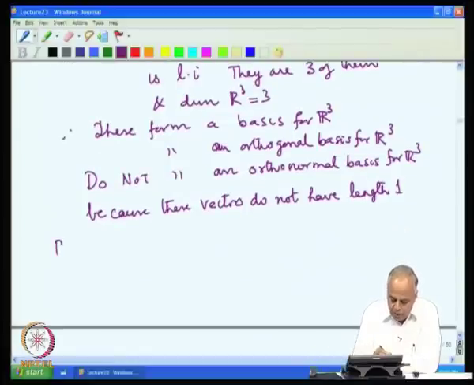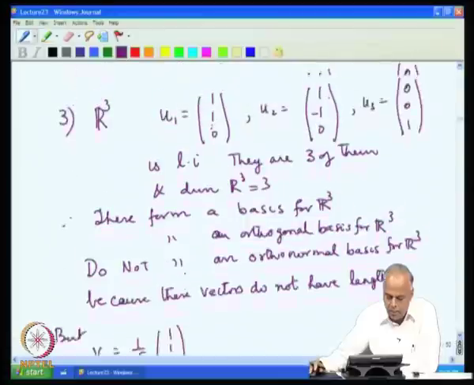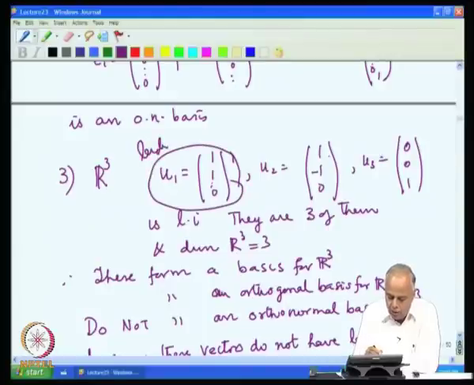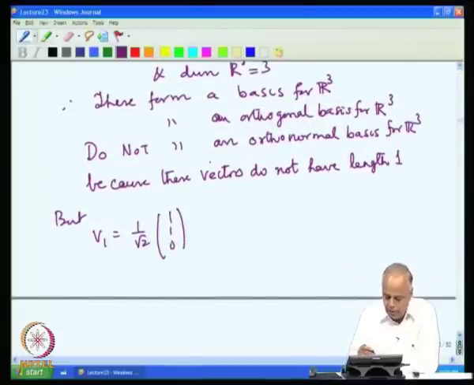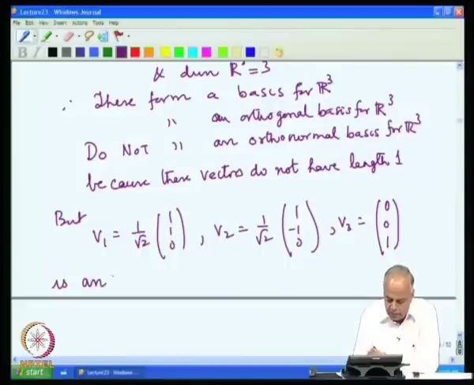So, if we now define v 1 to be 1 by root 2 times (1, 1, 0), this is obtained by dividing this vector u 1 by its length. What is its length? The length is root 2, and therefore, we divide by root 2. Similarly, we divide u 2 by its length to get v 2, and v 3 does not require any division, because it already has length 1. This is an orthonormal basis for R 3.